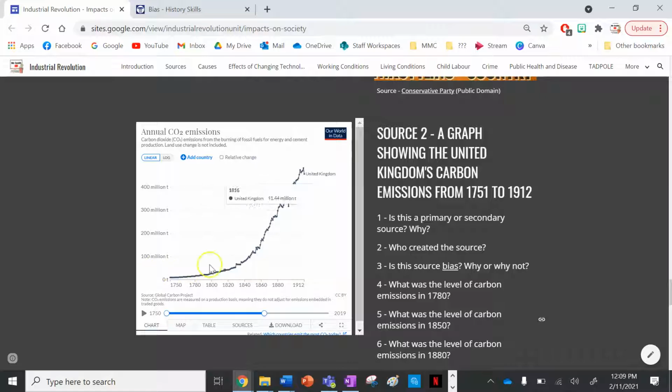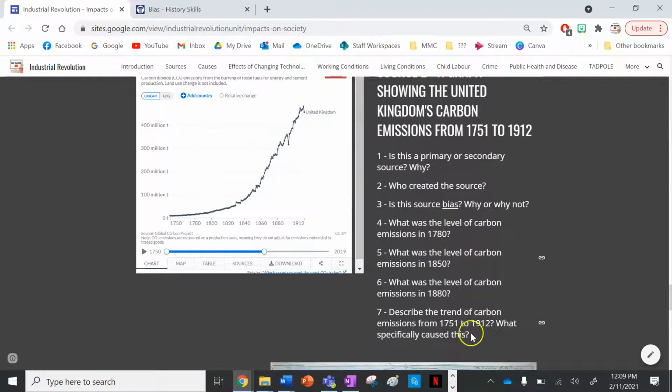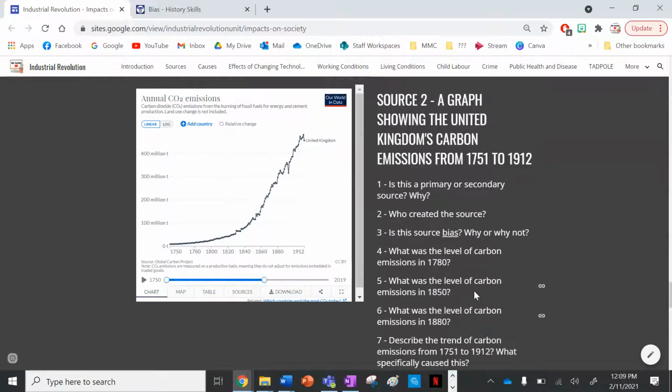So, of course, it's on the up, it's increasing over time. Of course, the Industrial Revolution causes this, with the burning of coal and the large amount of factories. That's why we have so many CO2 emissions that really start when the Industrial Revolution started.